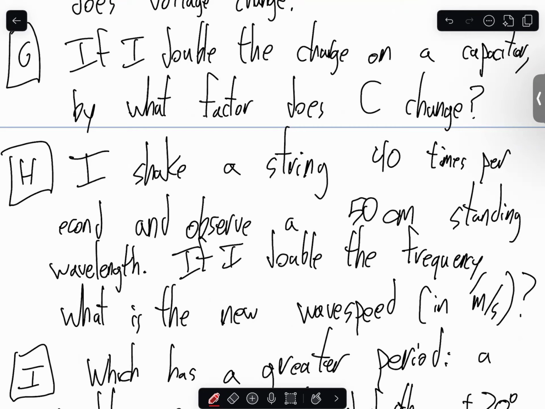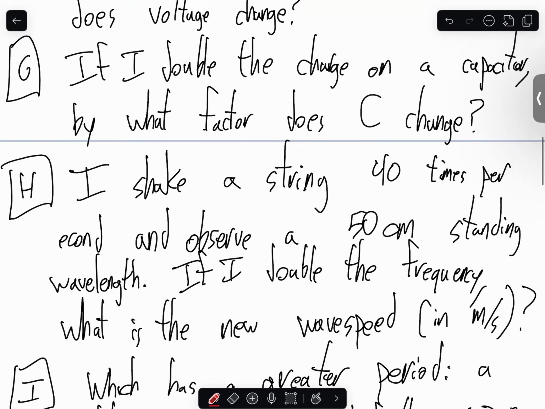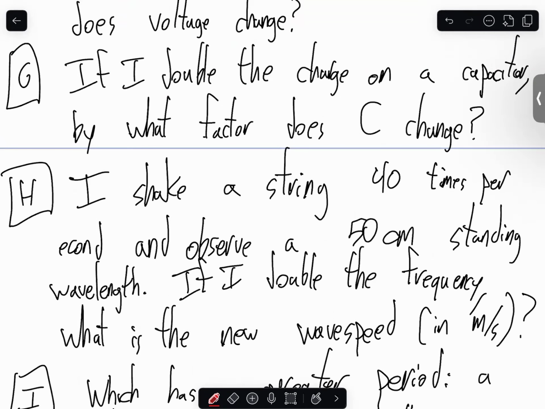Okay, that said, do two more. G and H. I will warn you that 80% of my 3 o'clock section missed H. Please use the equations, use your knowledge, use caution.